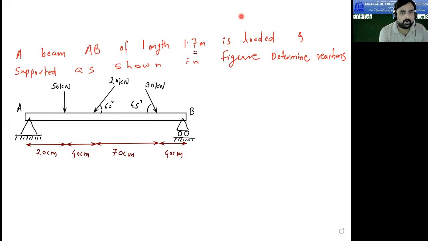So if we draw the reactions now, at B I will get only one reaction, RB. At point A we will get two reactions. This angle is 90 degree with the surface, so the reaction is vertical at point B. Here I will call the horizontal reaction HA and the vertical reaction VA.